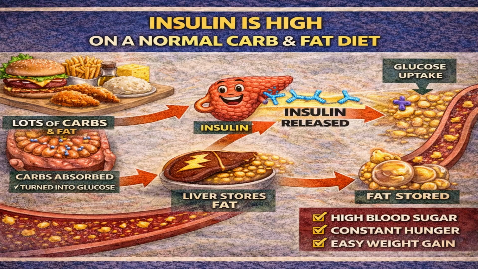Now, when I say a normal diet, obviously I mean an abnormal one that humans have become adapted to because of the abundance of sugars and starches. So when we have a look here, you can see insulin is high on a normal carb and fat diet, with other macros as well. When we say macros, we mean macromolecules, meaning proteins, sugars, carbohydrates, and nucleic acids.